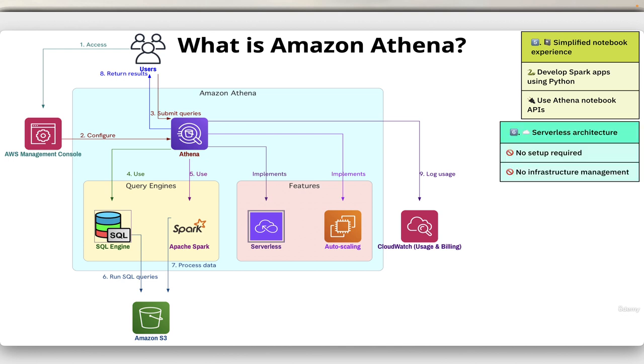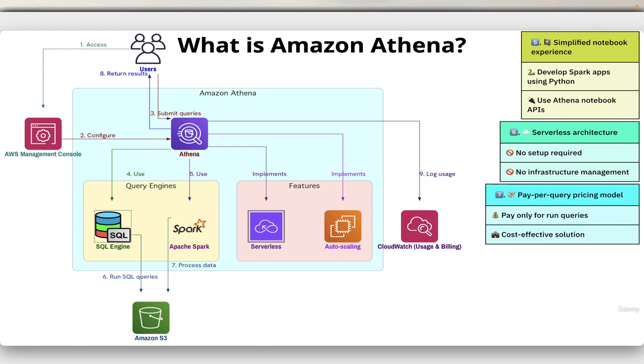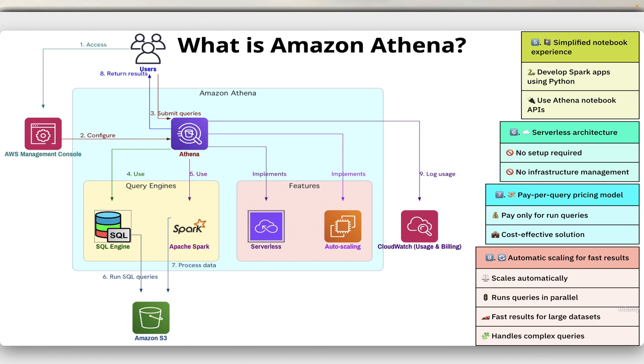Both Athena SQL and Apache Spark on Athena are serverless, eliminating the need to set up or manage infrastructure. Users only pay for the queries they run, making it a cost-effective solution for data analysis. Athena scales automatically, running queries in parallel. This ensures fast results even when dealing with large datasets and complex queries.